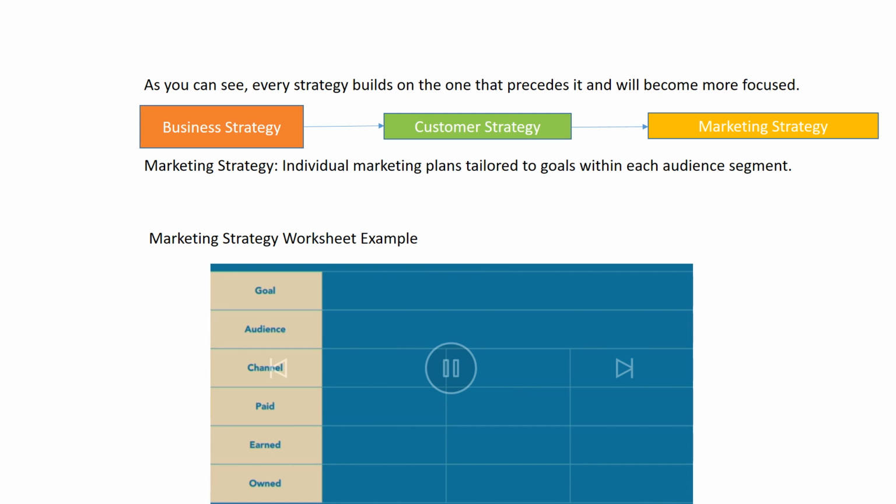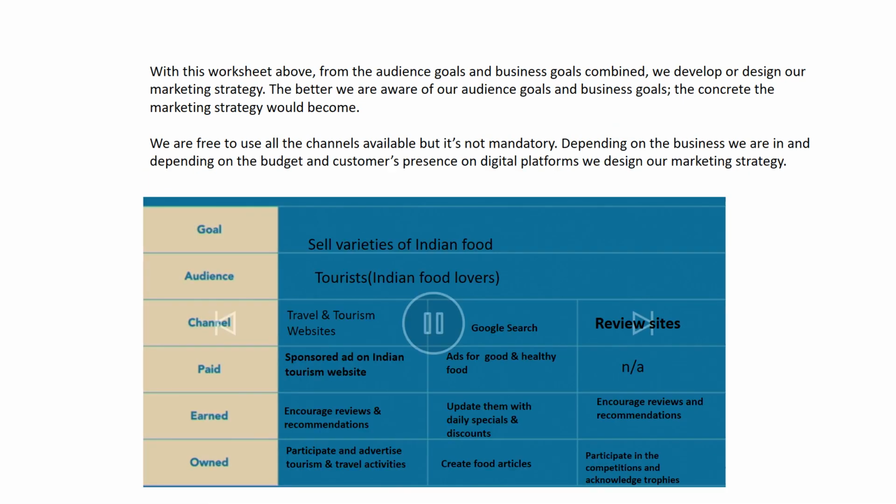With the business goals and audience goals in hand, we develop our marketing strategy using the worksheet we saw. Here, we are going to look at all the channels we intend to market on and then develop a marketing idea for each of the media available to us: paid, earned, and owned. At this point, you might not have a sense of all the channels you can use, and that's okay. Take an educated guess for now and then refine this plan as you continue throughout this course.